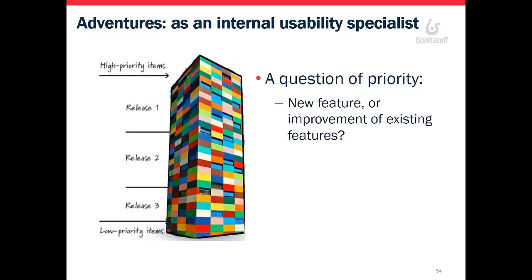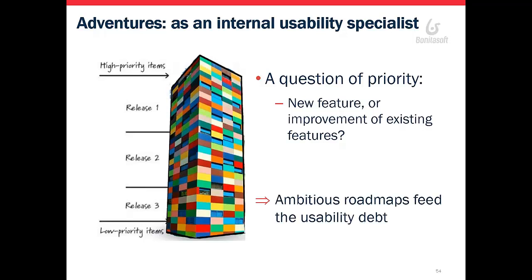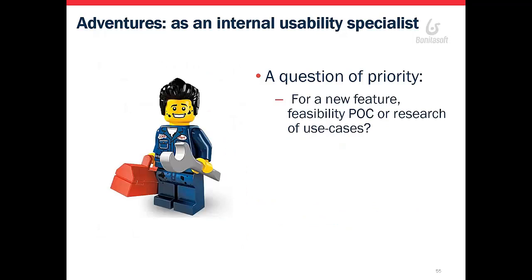Well, at first, even though people knew we had to work together, there was a question of priority. Should we build a new feature or improve existing features? Well, oftentimes it's translated in new features still, but ambitious roadmaps feed the usability debt. If you don't improve, then you have a debt that keeps growing.